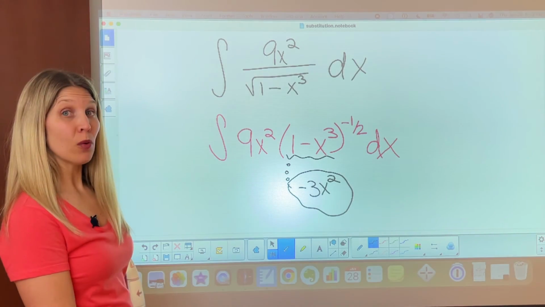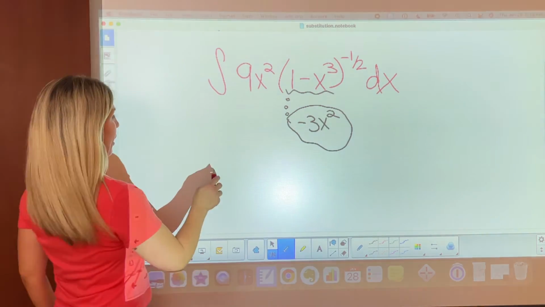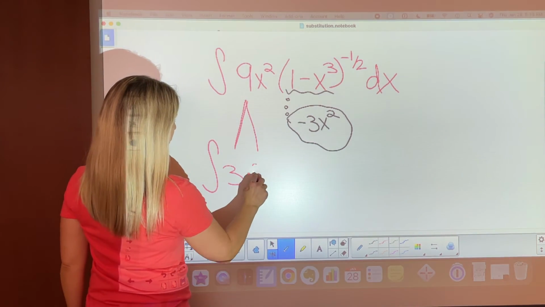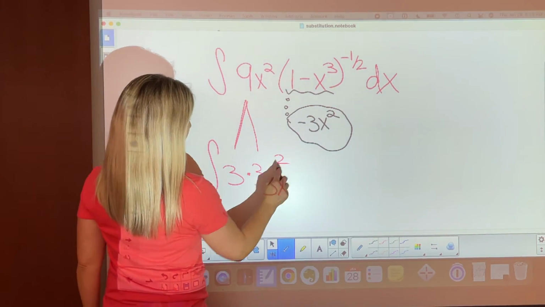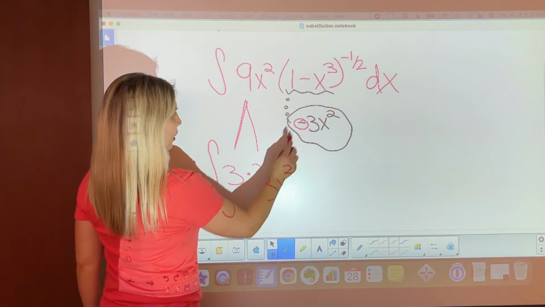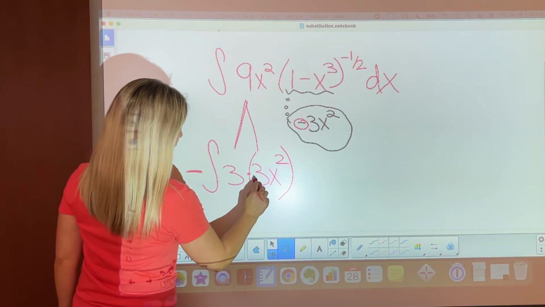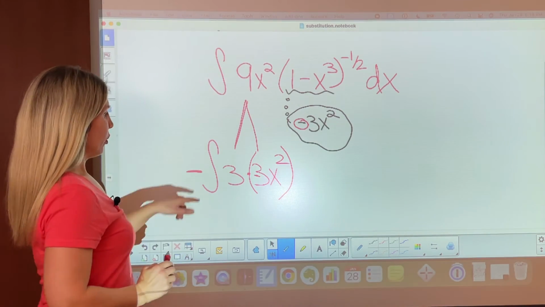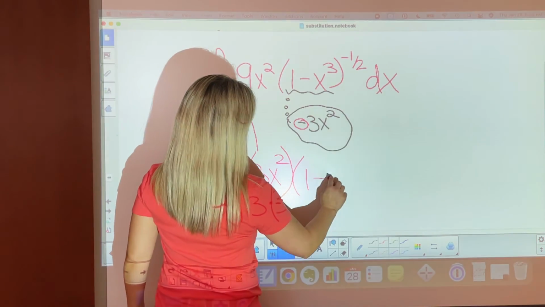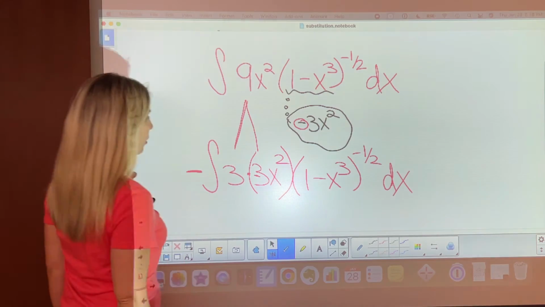Well, we have part of that, don't we? Check out what I'm going to do with this 9. First of all, I'm going to rewrite this 9 as 3 times 3, and then this x squared comes right down. The only thing I have to address is this negative sign. So I'm going to put a negative here, rewrite this like this, and have a negative inside with that guy. So there I have my derivative of my inside piece. And then this side stays the same, the inside piece stays the same, dx.